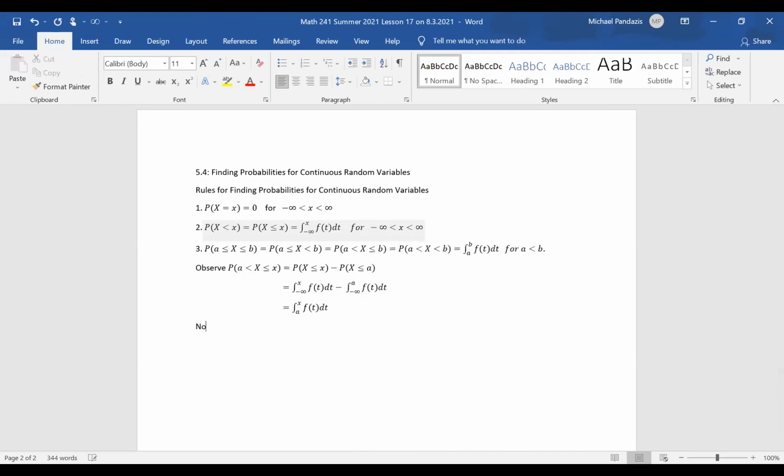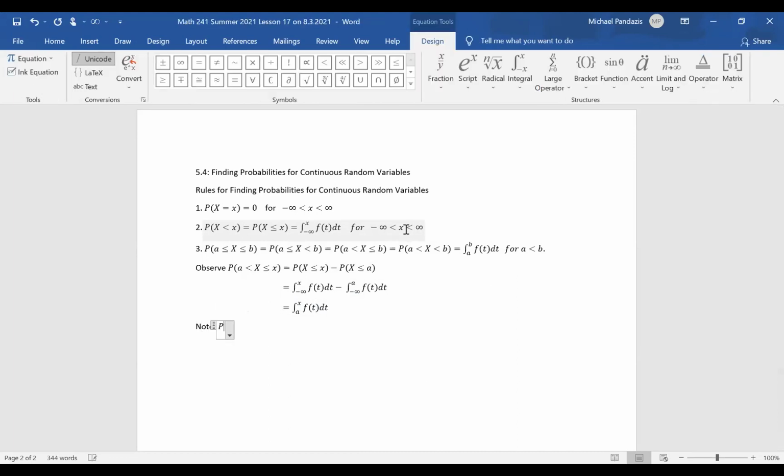Note that the probability of a less than capital X less or equal to little x is equal to the probability if you included a in the subinterval. It doesn't make a difference if you include it or not include it. It also doesn't make any difference if you include or not include capital X in the subinterval. So all four of these probabilities are the same.